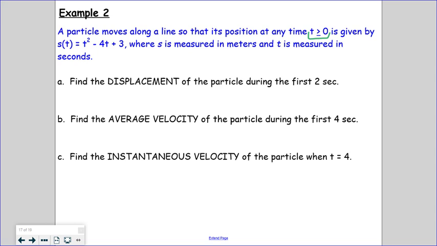So they remind us of that right there, but that's kind of a common sense thing that we have to keep in mind as we are doing problems involving time. All right, so the first one says find the displacement of the particle during the first 2 seconds. Interpreting first 2 seconds means on the interval from 0 to 2. Time equals 0 to time equals 2.